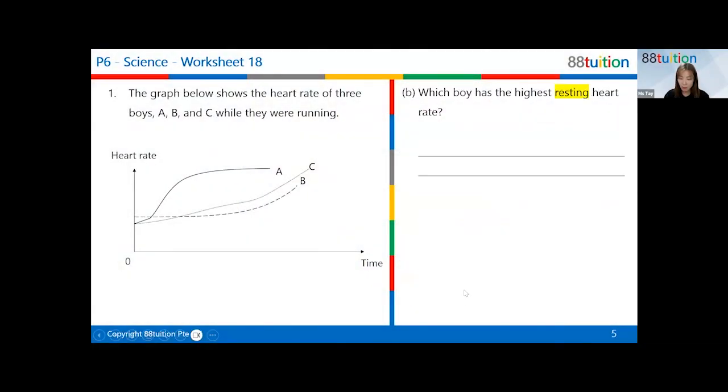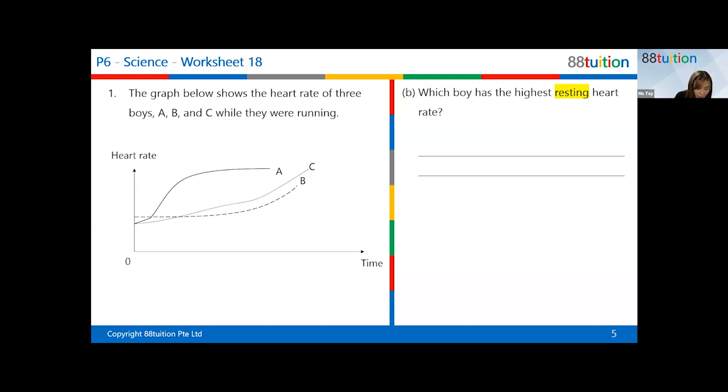All right. So question 1B, which boy has the highest resting rate? Resting rate means at the very beginning. So we look at the very beginning, right? Okay, what can you say? Very beginning, when the boys were not running. You all see that is boy B. I think all of you or most of you got it correct.